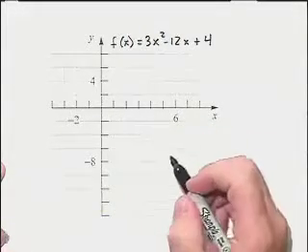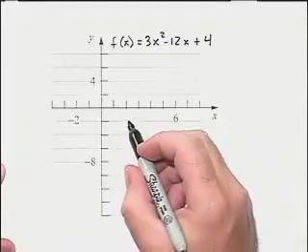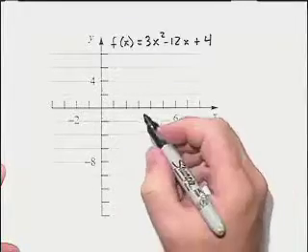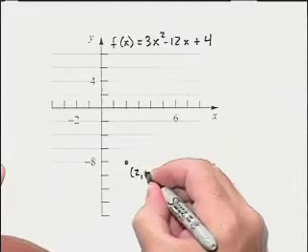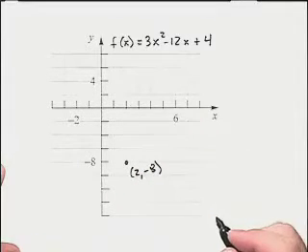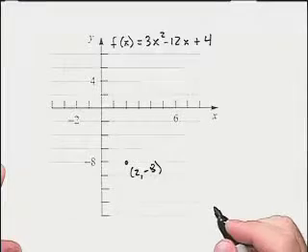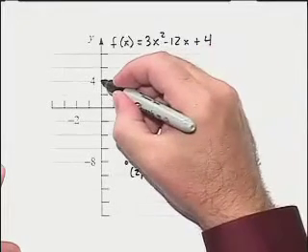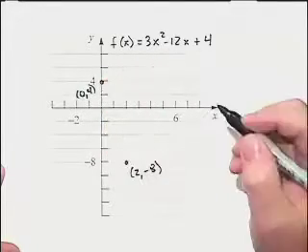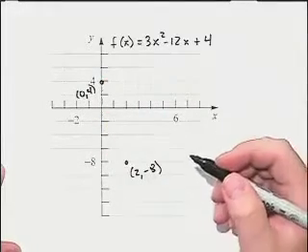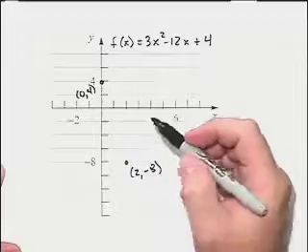We're going to start by plotting the points that we know. We found the vertex to be the point 2, negative 8. So we'll plot that point, 2, negative 8. We found the y-intercept to be at 4. We'll plot that point. It's the point 0, 4. And we found two x-intercepts. We're going to use the decimal approximations here.